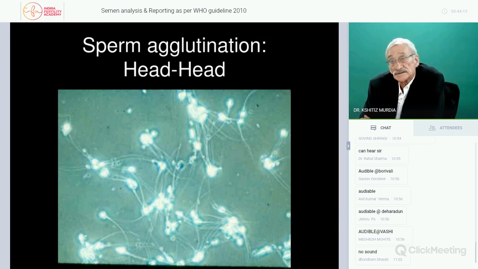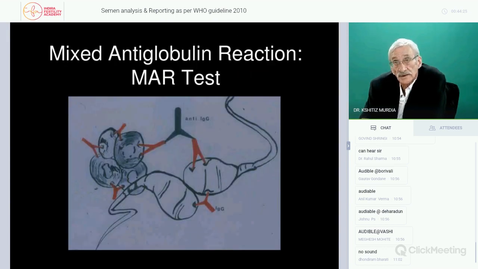So in the 70s, great emphasis was laid on sperm agglutination and sperm antibodies. How should we treat that? And how should we identify the specific antibody? So the mixed antiglobulin reaction, the MAR test, was developed in the early days using red blood cells.